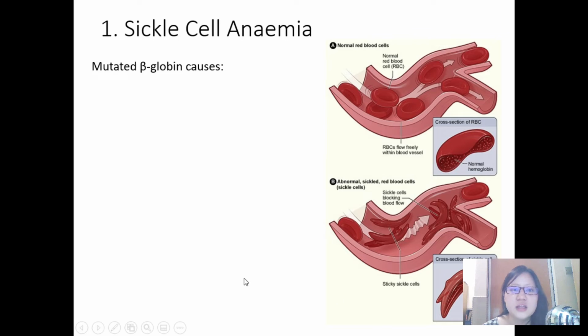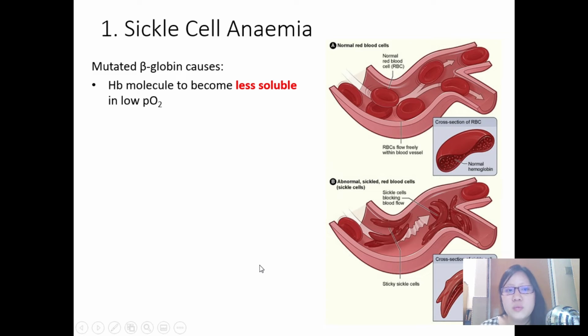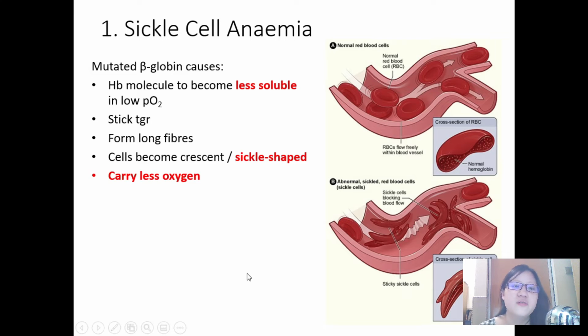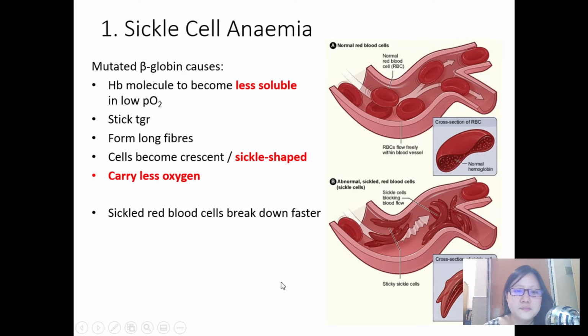Now, mutated beta globin causes hemoglobin molecules to become less soluble in low partial pressure of oxygen. Okay, and therefore, if it's less soluble, it's going to stick together. It's going to form long fibers, because you can imagine stick and then pull away. Cells become crescent or sickle shape as a result. That's why it's called sickle cell anemia. And as a result, also beta globin carries less oxygen.